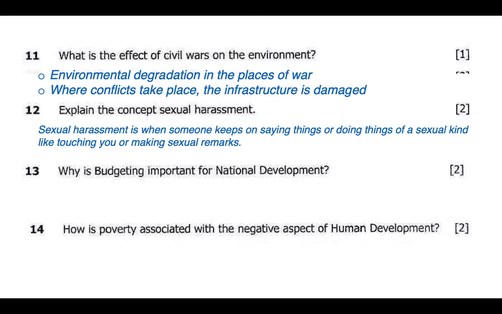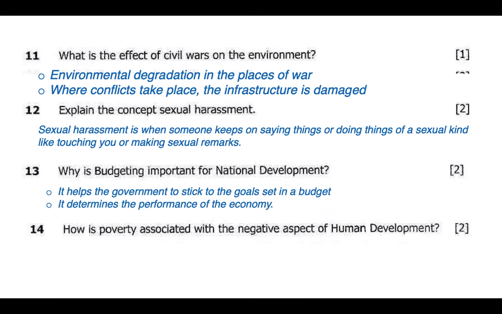Then question 13: why is budgeting important for national development? The importance of budgeting, we can state, is that it helps the government to stick to the goals set in the budget. That's one of the importance of the national budget.